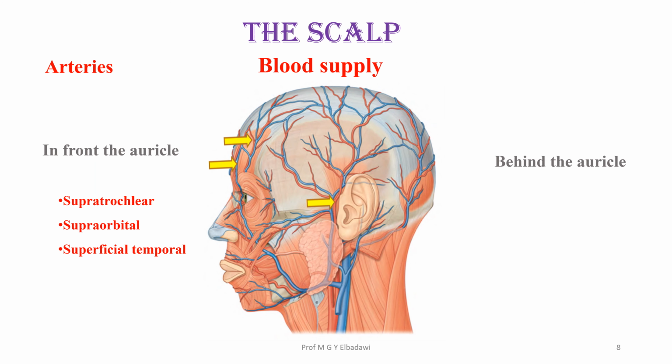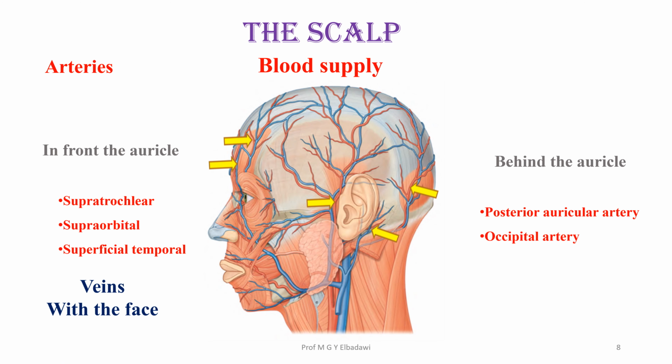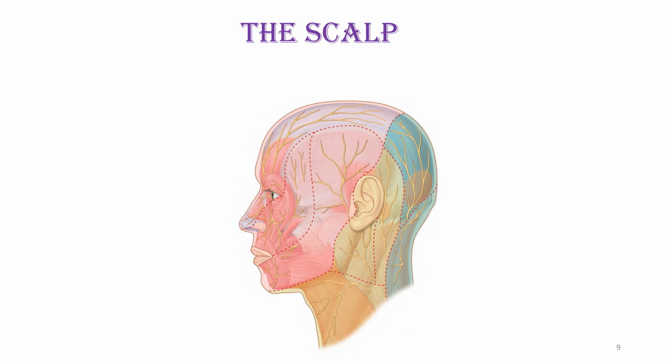Those three are in front of the auricle. There are two behind the auricle, which are the posterior auricular and the occipital artery. So there are 5 arteries on each side, meaning 10 arteries are supplying the scalp, which is a very rich blood supply, as we said. That is the occipital artery. The veins will be discussed with the face.